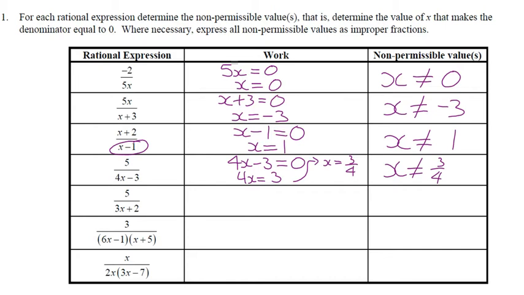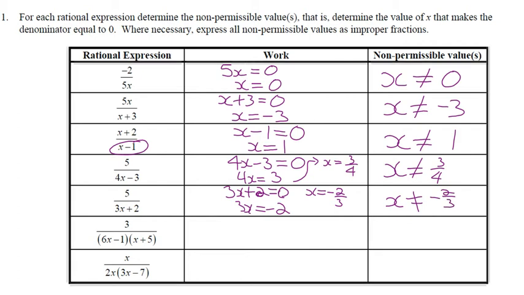Okay? Keep going. 3x plus 2. We're going to solve 3x plus 2 equals 0. So 3x is equal to negative 2, and x is negative 2/3. And we state our non-permissible value and say x cannot equal, is not equal to negative 2/3.